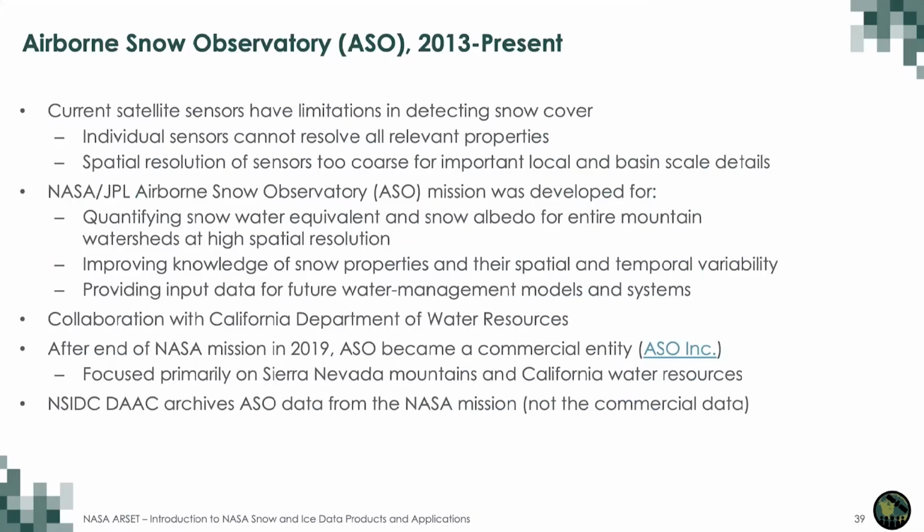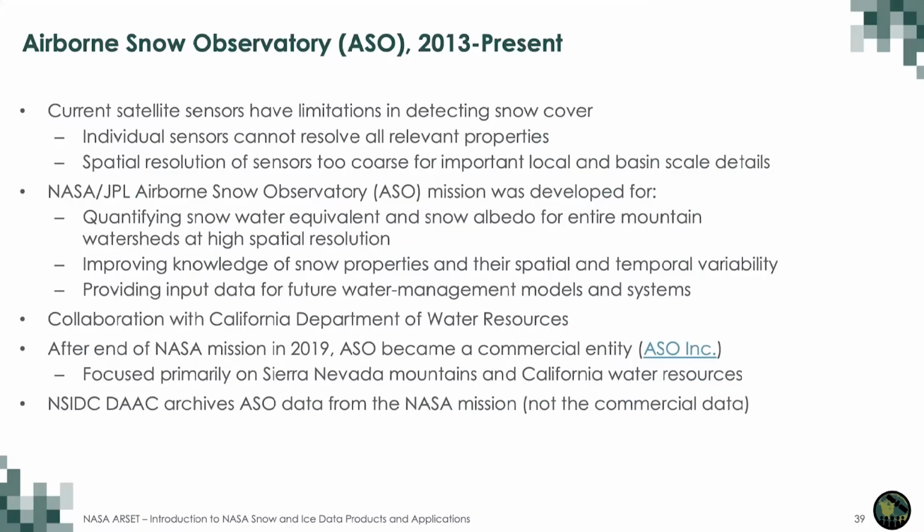So back in 2013, NASA Jet Propulsion Laboratory put together the Airborne Snow Observatory, ASO, mission. And that was developed to quantify snow water equivalent and snow albedo for mountain watersheds at a high spatial resolution. So trying to really get very detailed information and really improve the knowledge of snow properties and how they vary in different types of airborne sensors, and get the spatial and temporal variability.